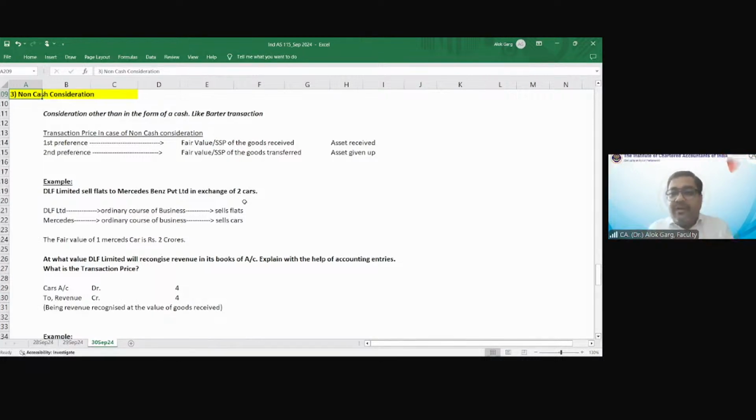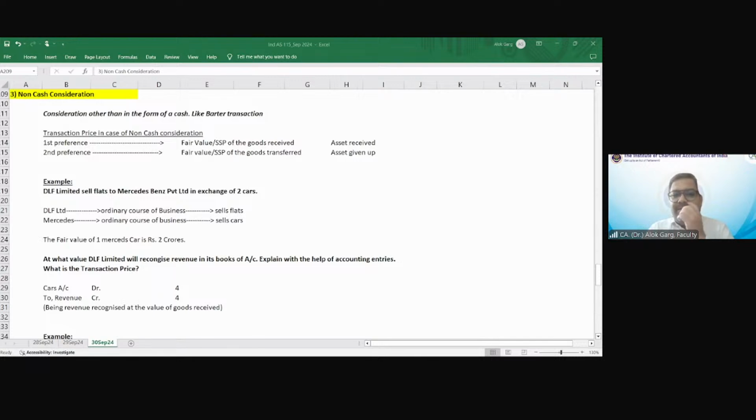So मेरा रेवेन्यू क्या है? जो मुझे मिल रहा है. पहले मुझे कैश मिल रहा था, अब मुझे क्या मिल रहा है? अब मुझे एसेट्स मिल रहा है, गुड्स एंड सर्विसेज मिल रहा है. It means my revenue is the value of the goods and services received. My revenue is the value of the goods and services received. I hope this is clear to everyone.